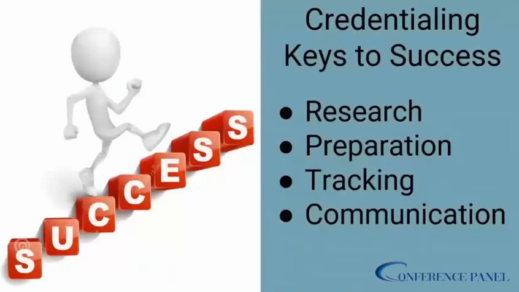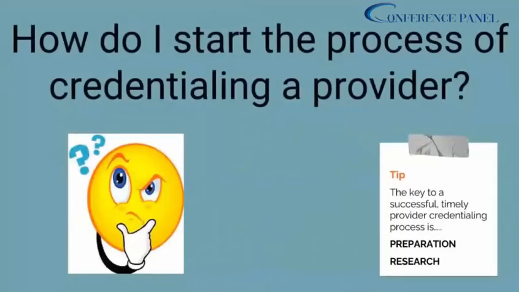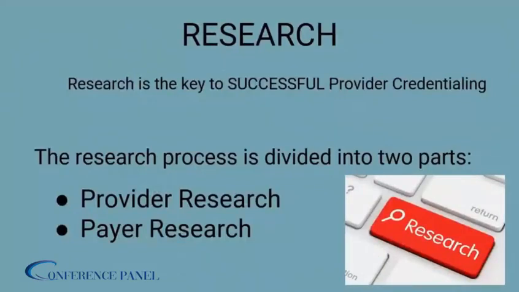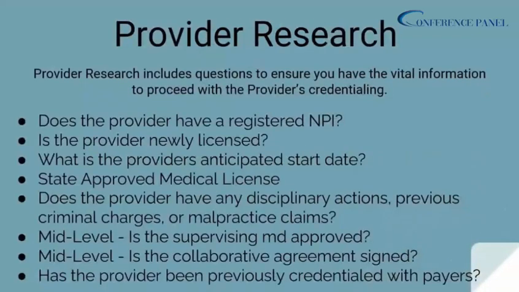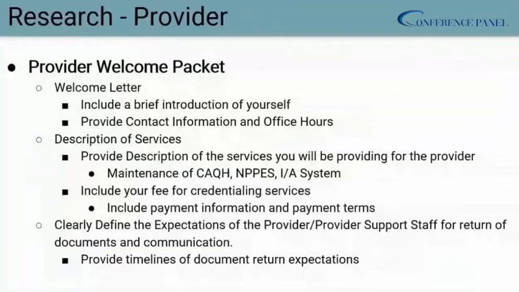So for the credentialing keys to success, it's broken down into 4 areas: research, preparation, tracking, and communication. So how do you start credentialing a provider? First and foremost is the research, and research is divided into two parts. First is the provider research. There are specific things and vital information that you need to have in order to proceed with the provider's credentialing. The next part of the provider research is your provider welcome packet.